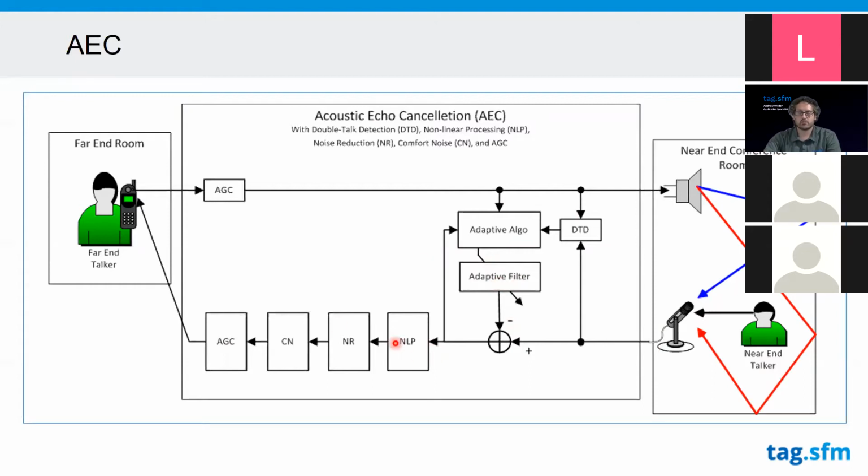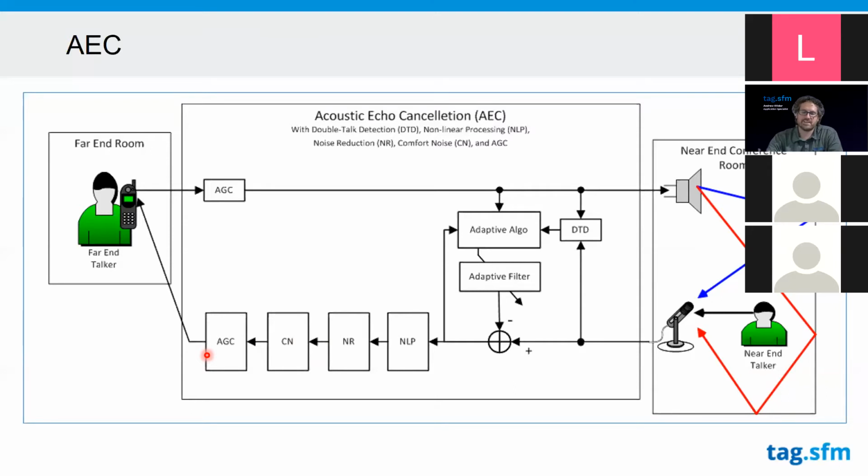Then, followed through there, it goes through nonlinear processing, noise reduction, maybe some comfort noise added, and then you've got an auto gain control, right? Hopefully this is making sense to you right now. I'm going through it fairly quickly, but at the same time, I want to make sure everybody's got a good understanding. So please raise your hands at any time if there's a question.